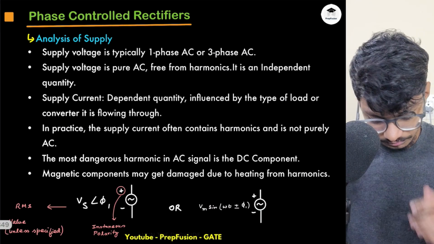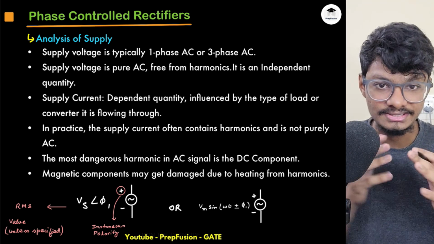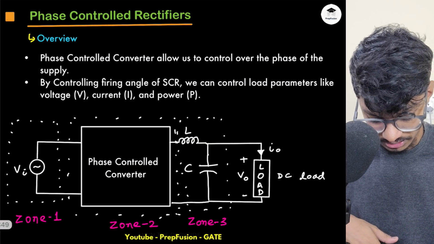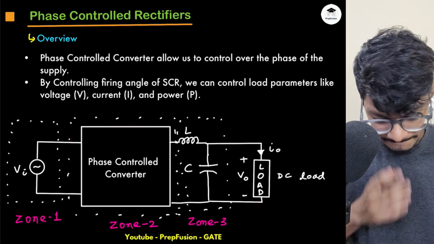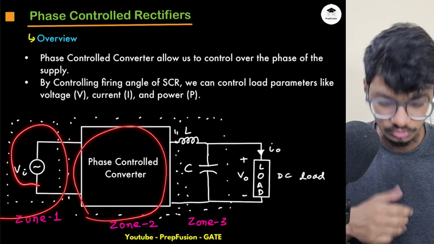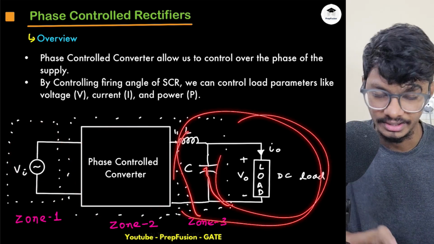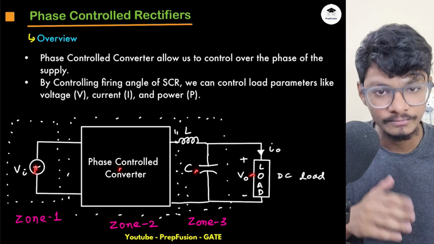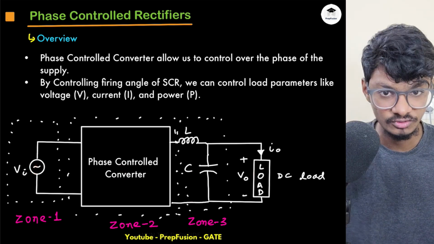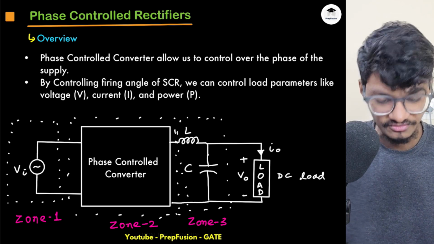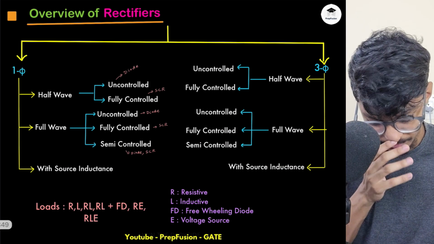Okay, now let's understand it part by part. Here I have broken this down into 3 parts mainly. This was the supply, zone 1; this was zone 2, the rectifier part; and this was zone 3, the filter and the main load part. We'll analyze each part one by one, and that same analysis will follow while understanding each of the different rectifiers.